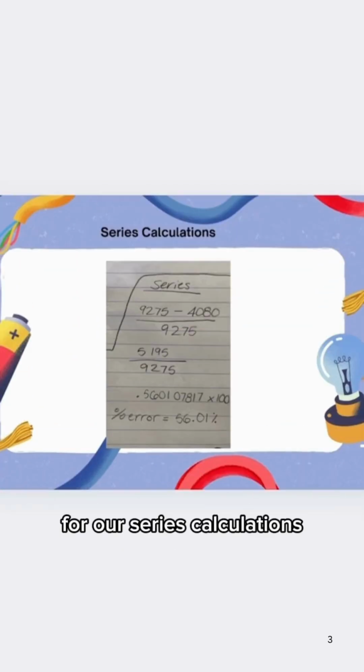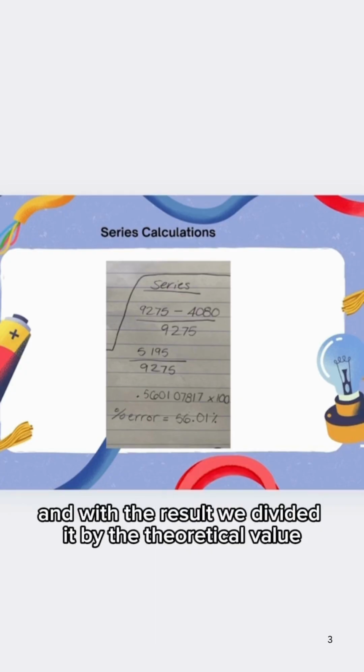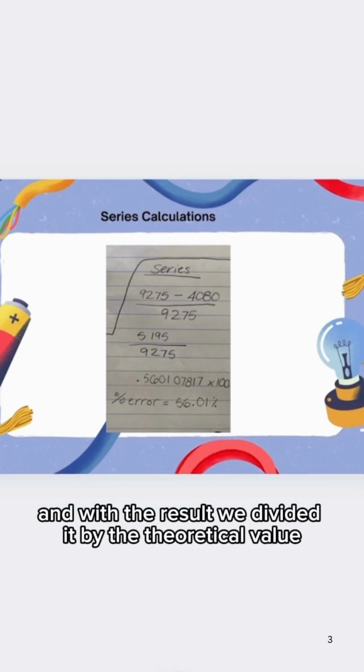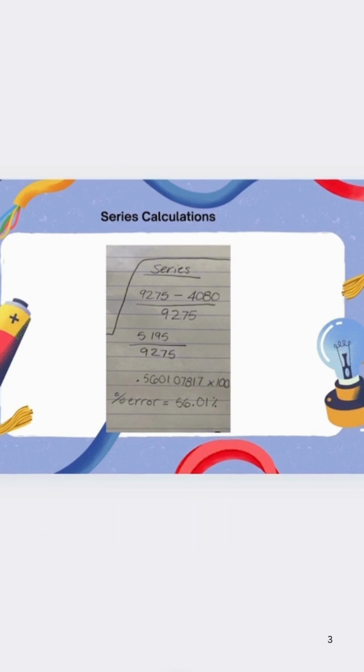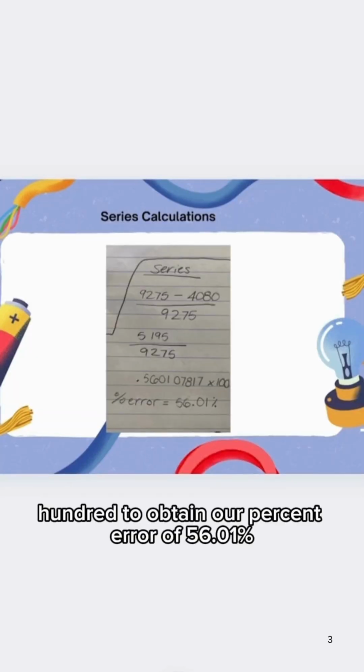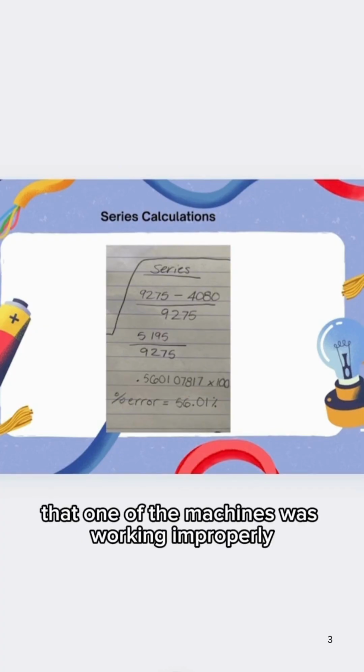For our series calculations, we used the formula of theoretical value subtracted by experimental value, and with the result we divided it by the theoretical value. Once we obtained the answer, we multiplied it by 100 to obtain our percent error of 56.01%. We came to the conclusion that one of the machines was working improperly.